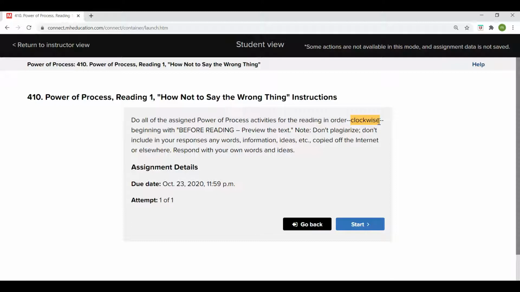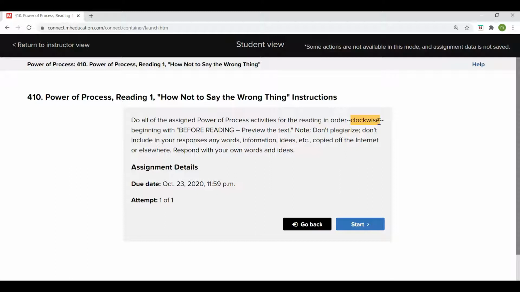So clockwise order, I mean, you have to kind of think of an old-fashioned clock, right, not a digital one. And you start at the 12 at the top, and then you move to the right, to the 1, to the 2, 3, 4, and then all the way back to 12, right? And so that's clockwise order. It's a movement toward the right, clockwise.